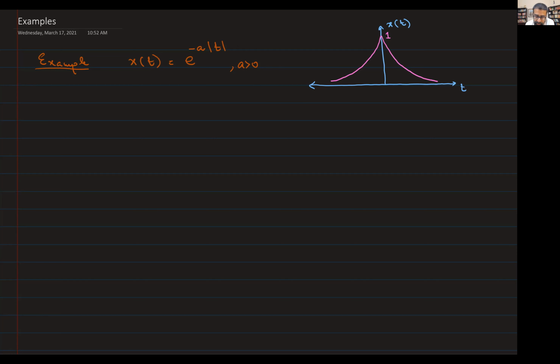Now, you're required to compute the Fourier transform, so we say compute x of j omega. What is x of j omega? x of j omega is equal to the integral from minus infinity to plus infinity of x of t e raised to power minus j omega t dt. Therefore, this is the integral from minus infinity to plus infinity of e raised to power minus a absolute value of t, times e raised to power minus j omega t dt. How do I evaluate this integral?